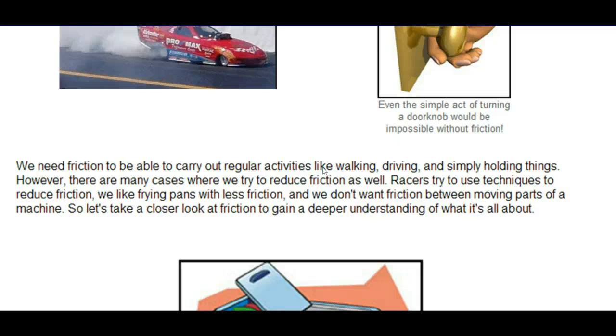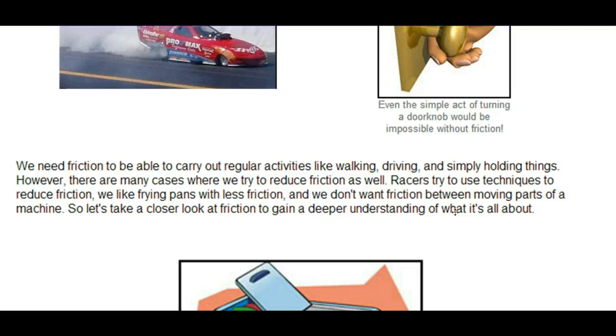But on the other hand, there's lots of cases where we want to actually reduce the amount of friction that's involved. So if you think of race car drivers, they try to use techniques to reduce friction. We like frying pans with less friction that can slide easier on top of a stovetop. And we don't want moving parts of a machine to have friction either, because what friction can turn into over time is heat from two objects that are in contact with each other, working against each other in opposite directions. We end up getting heat created from that. And what happens is we end up reducing the efficiency of what we're trying to do.